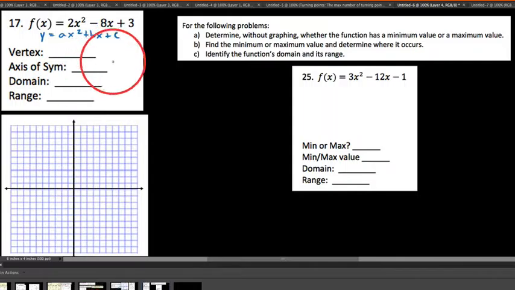domain and range. So let's just recall that when we talk about something in standard form, the vertex is always at negative b over 2a, and then the y value that we would get if we were to go plug that x value into our function.